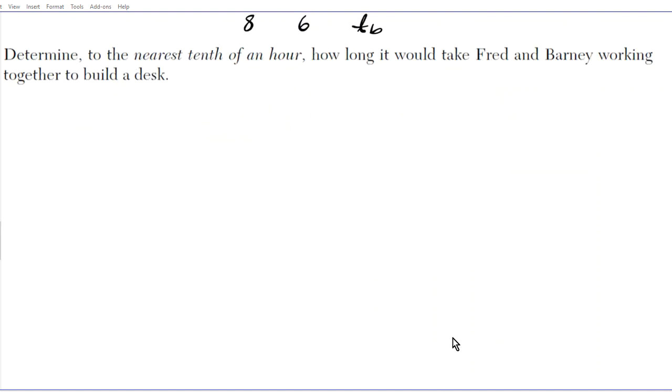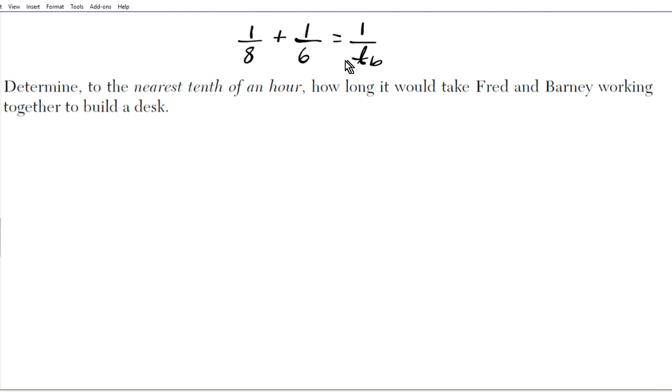Okay, now the B part, it states: determine to the nearest tenth of an hour how long it would take Fred and Barney working together to build the desk. So we're going to basically solve this equation for t sub b. We have 1/8 plus 1/6 equals 1 over t sub b. First, I'm going to combine these two fractions on the left into one fraction, cross multiply, and divide by the coefficient of t sub b. And that should be the answer.